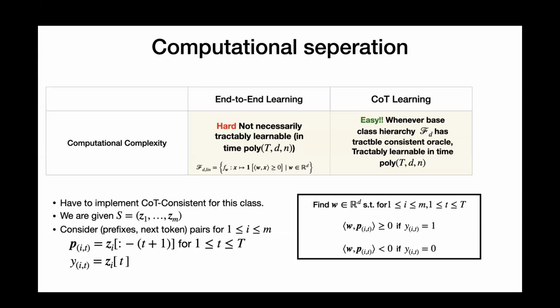For this, I know that the base class has a consistency oracle, because the consistency oracle here is just an LP feasibility problem. I just have to find a weight which agrees with all my data, which is just an LP feasibility problem that I'm showing here in the box. And for this even simple class, we are going to argue that the end-to-end learning problem, if you hide the chain of thought, is going to be hard. Okay, any questions about this class definition itself? And also the general contrast between COT and end-to-end?